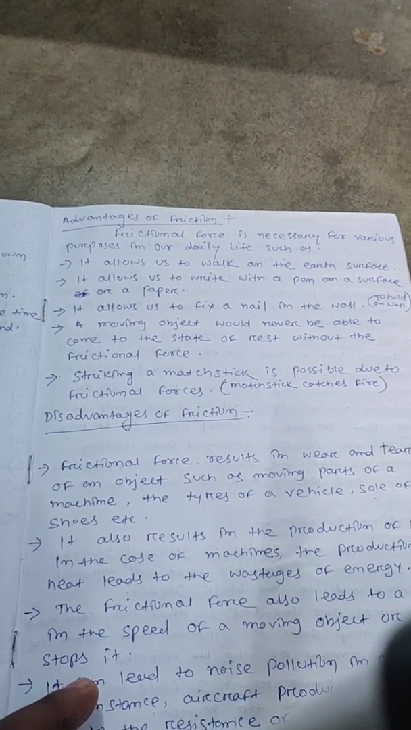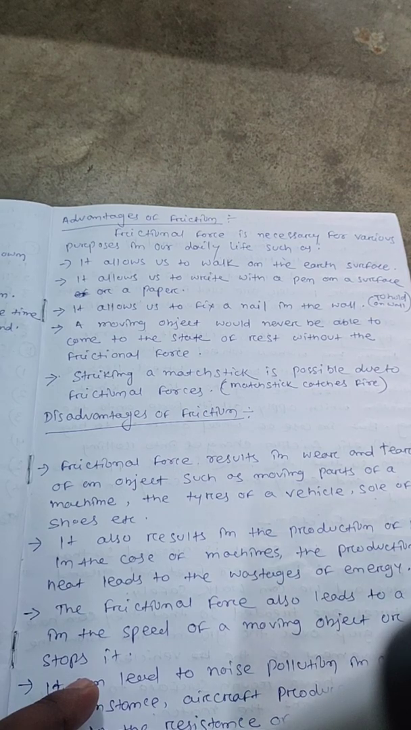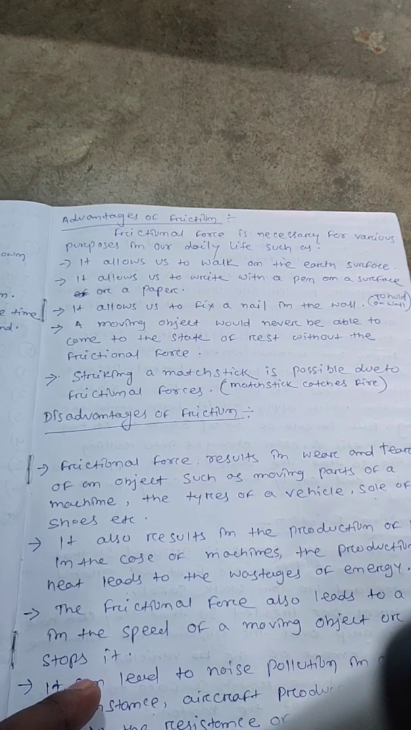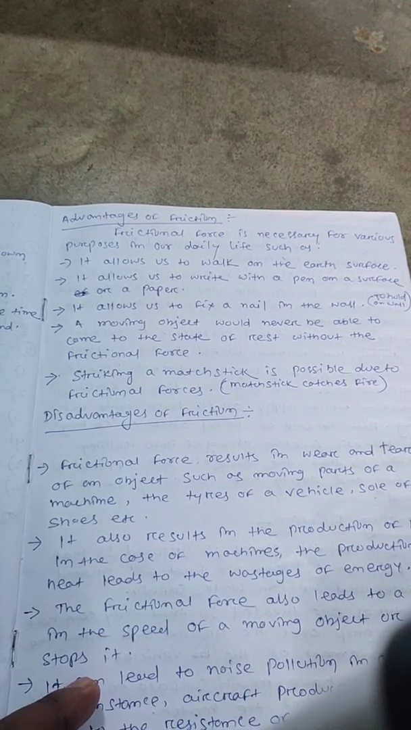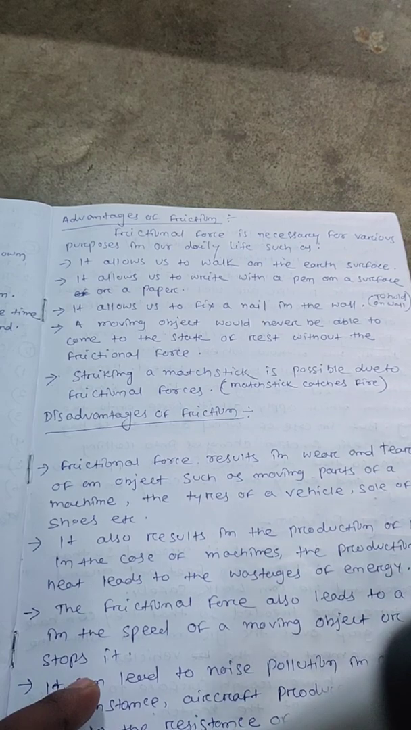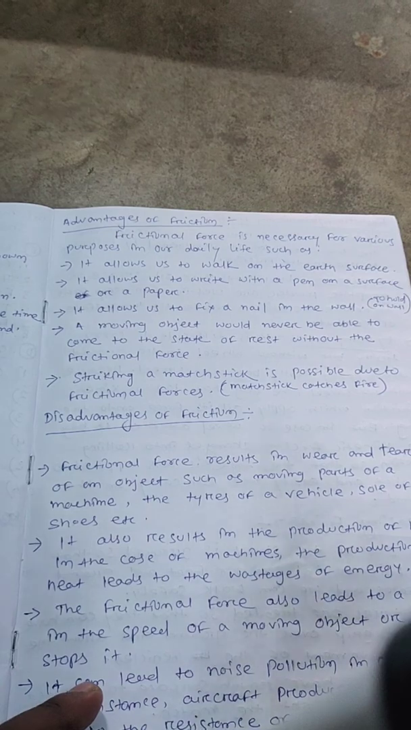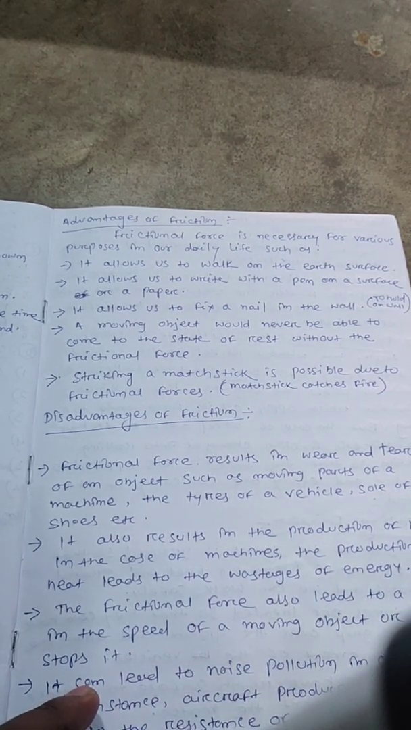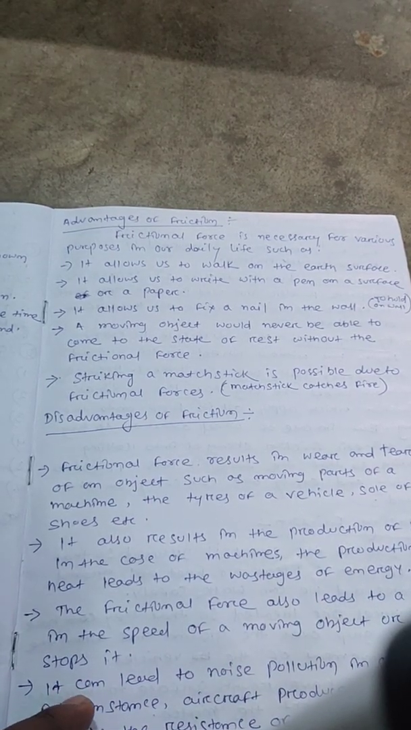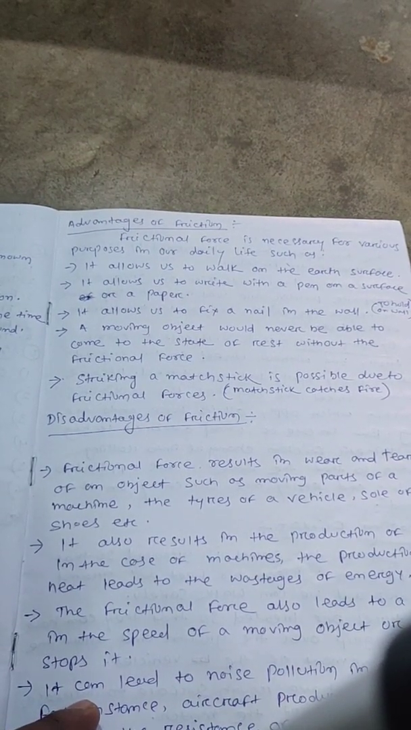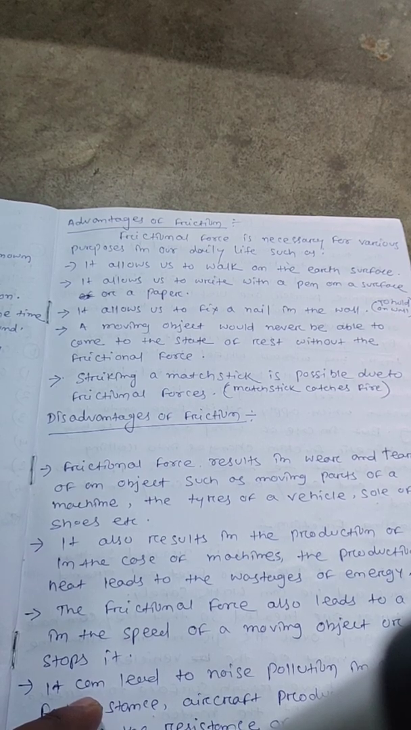Last, striking a matchstick, which is used in our daily life. Striking a matchstick is possible, or the matchstick catches fire, due to the frictional force between the matchstick and the surface of the matchbox. Here are some examples of advantages of friction. I'm writing here 5. Then moving on to the disadvantages of friction.